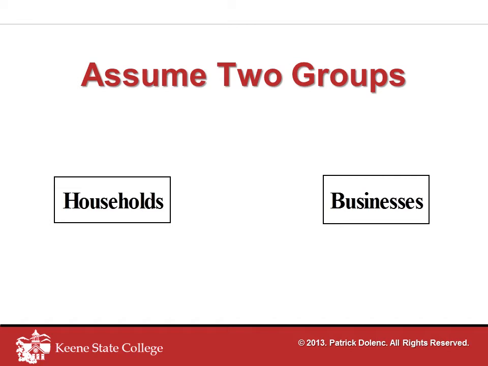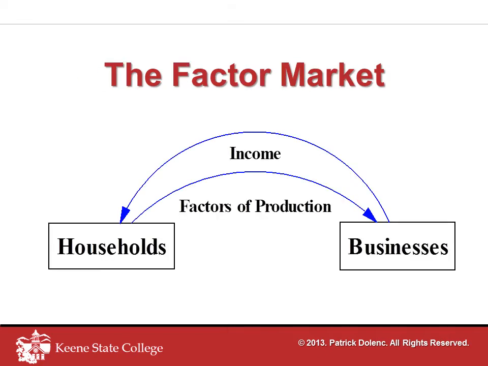We're going to assume that these two groups interact in two different markets. The first market is known as the factor market. In the factor market, businesses spend money to purchase factors of production from households. The money that businesses spend is known as income, and it takes various forms.